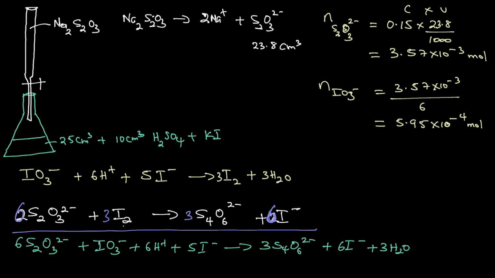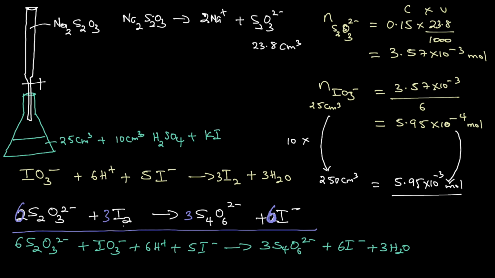Now we know the mole of iodate in the 25 cm³ that reacted, and let's transform that into the 250 cm³ that it's in, in the volumetric flask. To do that, we have to times it by 10. So this mole, we have to transform it into the volumetric flask mole. So we times that by 10. That would be 5.95 times 10 to the power minus 3 mole.